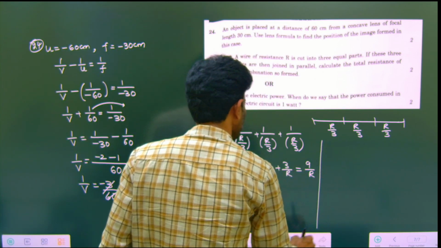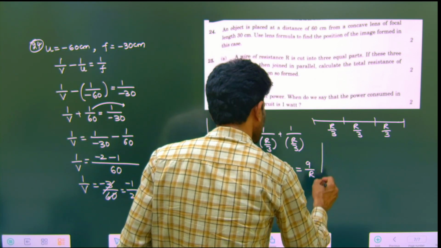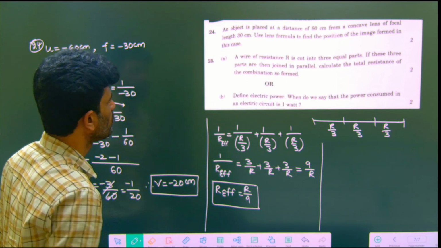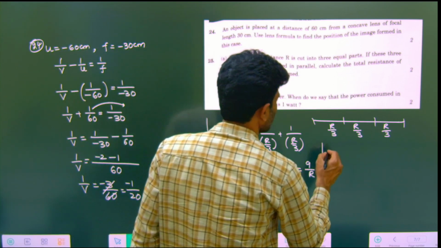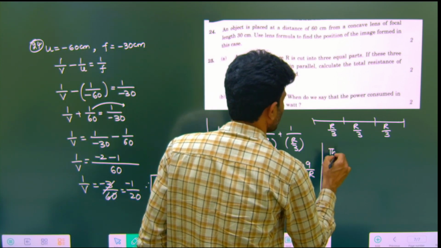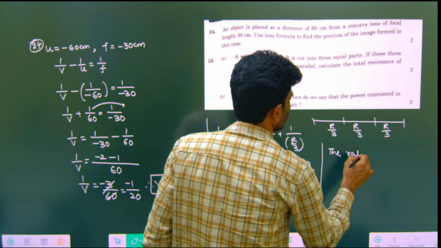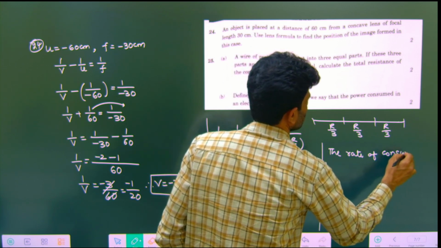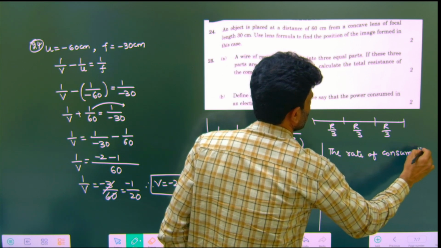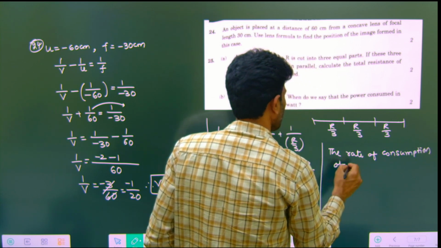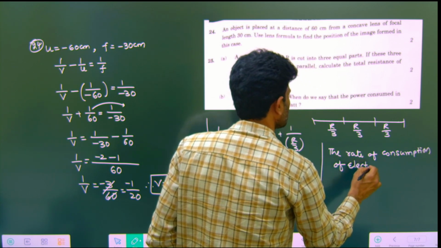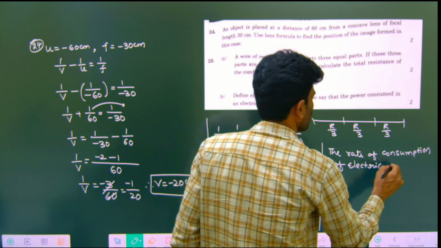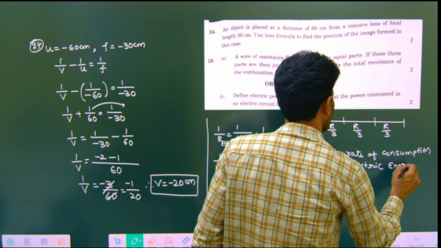In this only one more R question is also there. If you feel this is difficult, another R question is there. What is that R question? You have to define electric power. What is electric power? The rate of consumption of electrical energy is called electric power.